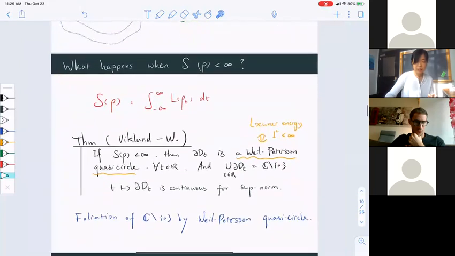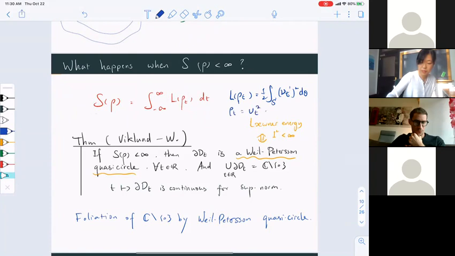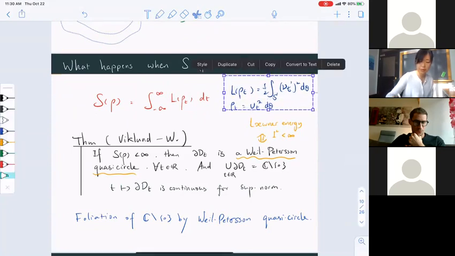And now we try to answer the question, what happens when the Loewner-Kufarev energy is finite? The Loewner-Kufarev energy is defined in a similar way to be the integral of L of rho_t dt. Maybe it's good to recall that L of rho_t is one half the integral over S1 of nu_t prime squared d theta, if rho_t equals nu_t squared d theta. It's the same definition as before, but now we are also integrating time from minus infinity to plus infinity.